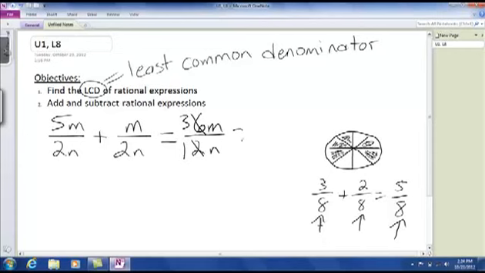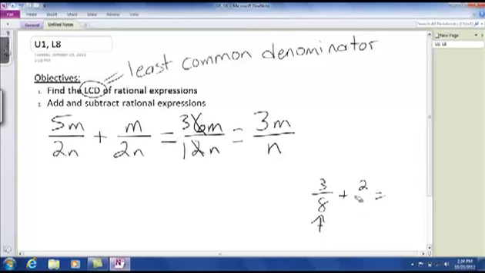So I can rewrite this as 3m over 1n, which is the same as just n. So there's really no reason to write the 1. And there's my final answer, 3m over n. Let me erase this pizza before it makes me any hungrier. Okay.